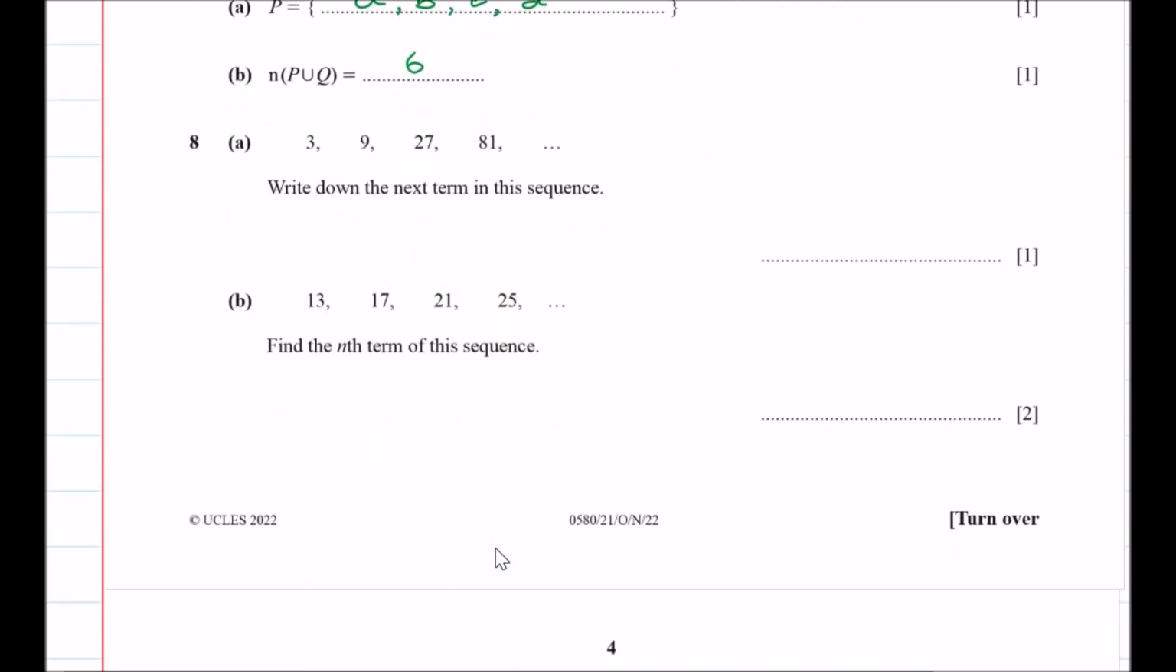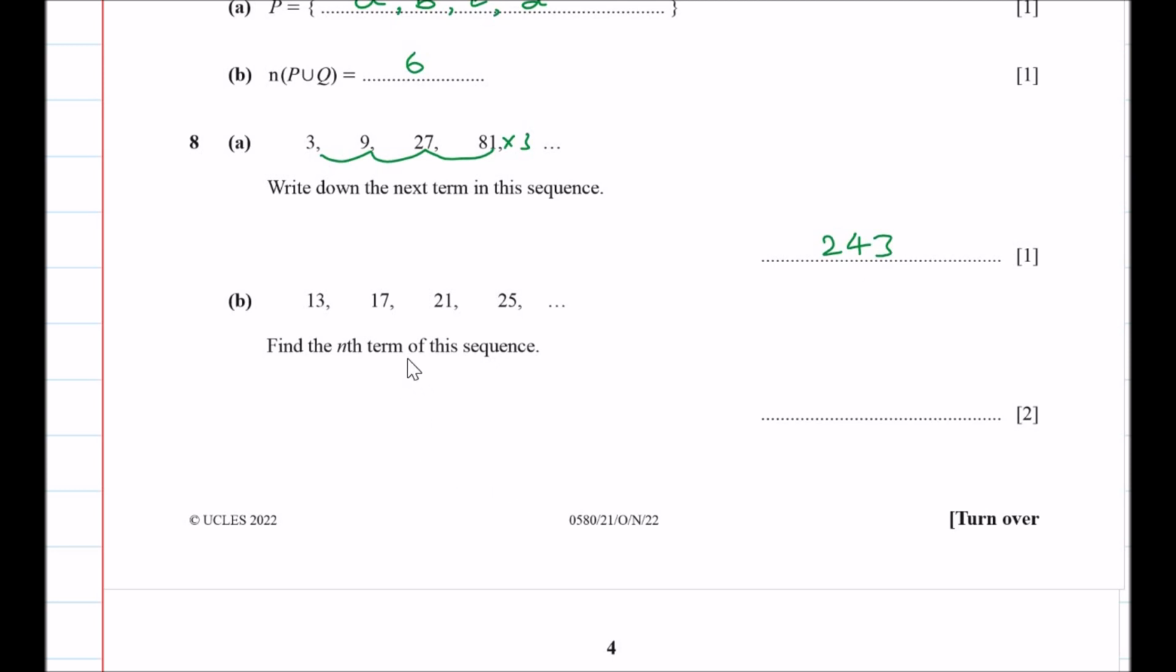Now sequence question. Question number 8. 3, 9, 27, 81 and it goes on. So write down the next term in the sequence. So here easily we can observe that to get the next term, we are multiplying each term by 3. So 81 times 3 gives us 243. So this is your answer.